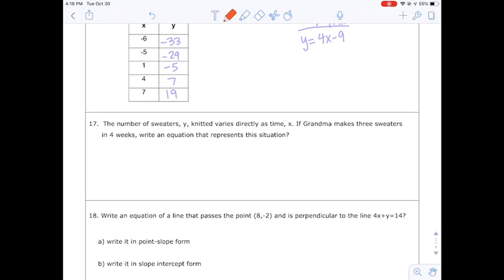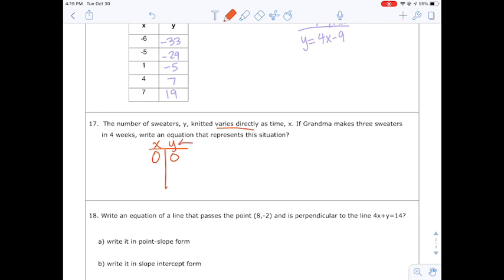Problem 17, number of sweaters y knitted. The number of sweaters knitted, y, varies directly as time x. If grandma makes 3 sweaters in 4 weeks, write an equation that represents this situation. So first, remember, varies directly gives us the point (0, 0).